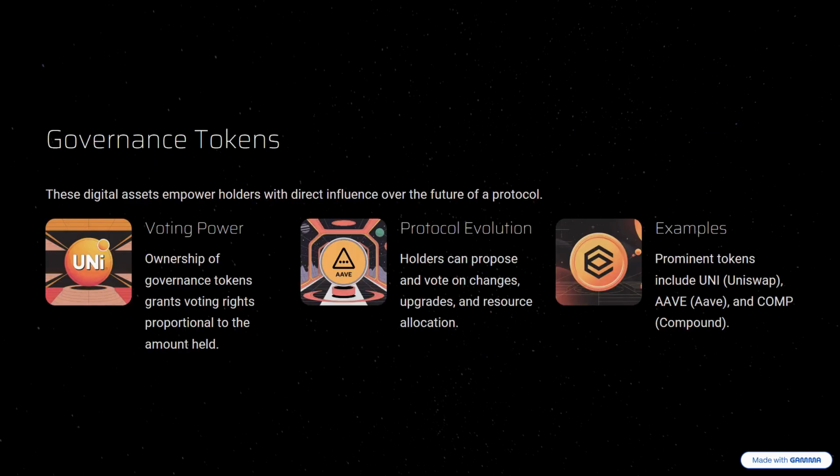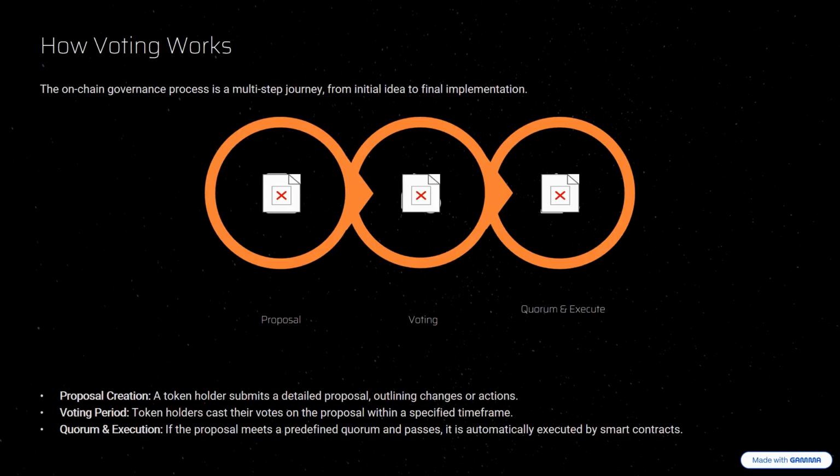The governance process typically follows a clear flow. A proposal is created, the community discusses it, voting opens for a fixed period, and if quorum is met, the proposal is executed. On-chain governance removes the need for trust in human intermediaries.